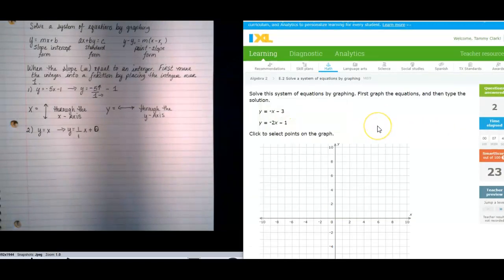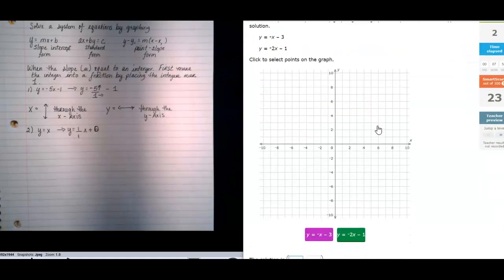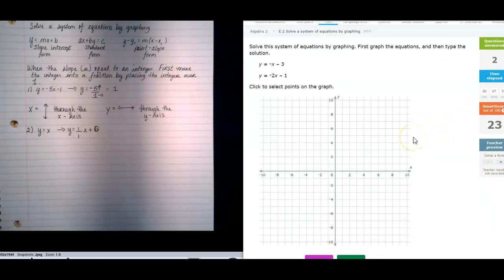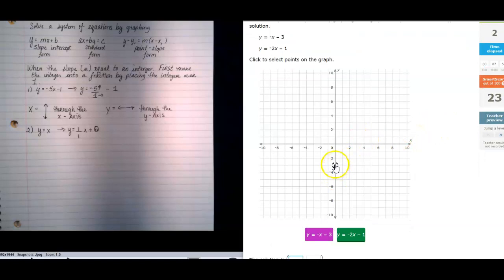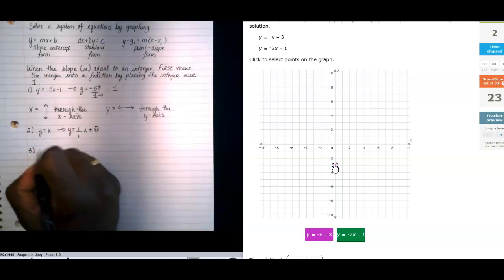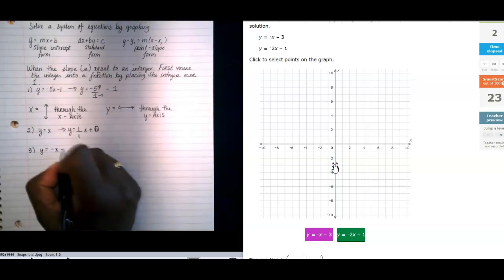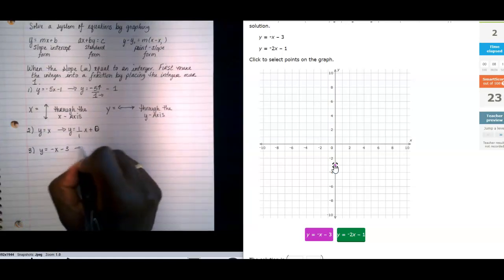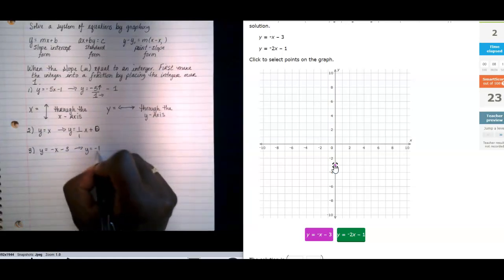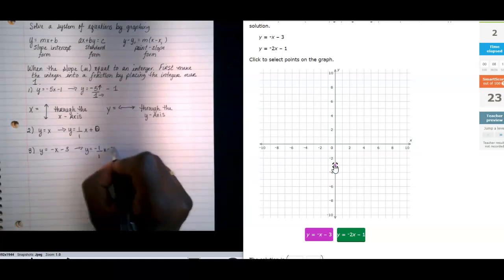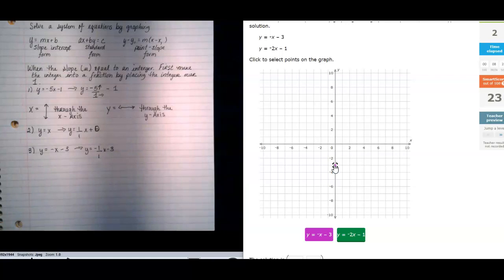All right, our next one says solve the system. Let's graph it. Okay, so we've got negative 3, and it's a negative slope of 1 over 1. So I'm going to rewrite that for you guys. Number 3, y equals negative x minus 3 is the same as saying y is equal to negative 1 over 1 x minus 3. So our slope is negative 1 over 1. So I'm going to go down from my y-intercept, down 1 to the right 1.